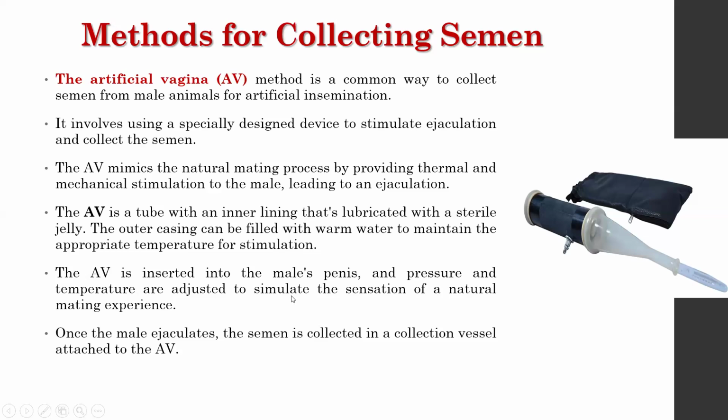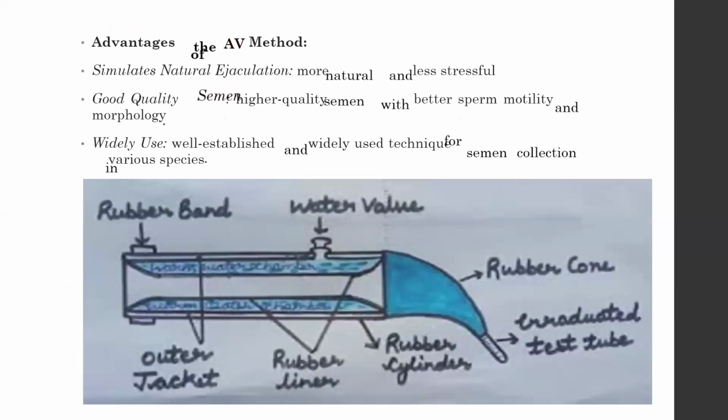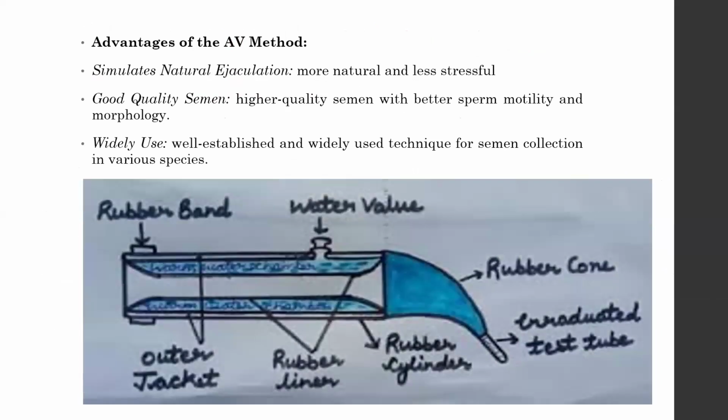The pressure and temperature are adjusted as we have discussed. This will stimulate the male, and he will feel a natural mating experience. Once the male ejaculates, the semen is collected in the collection tube attached to the artificial vagina. In this way, we get the semen in the graduated tube.